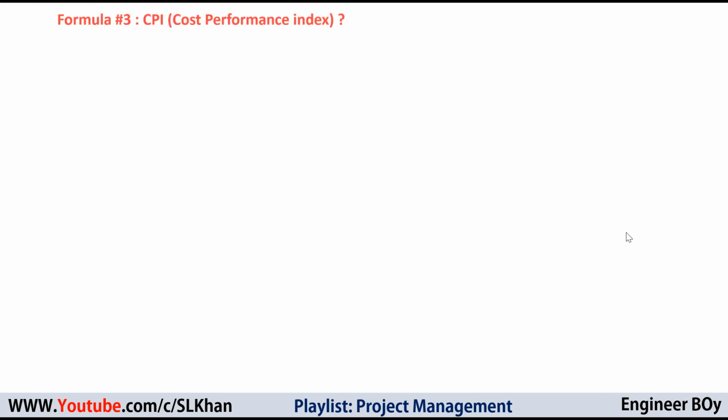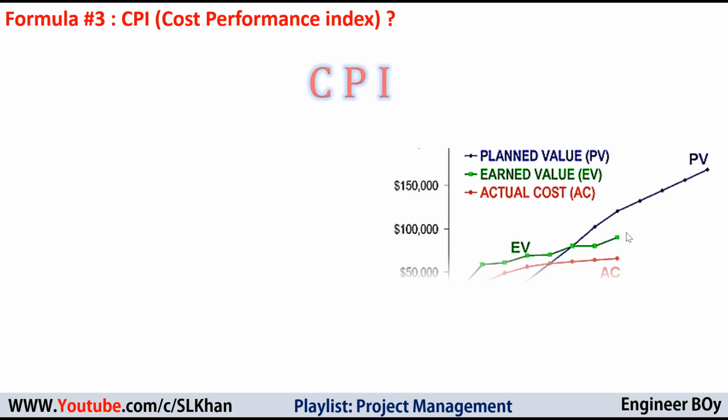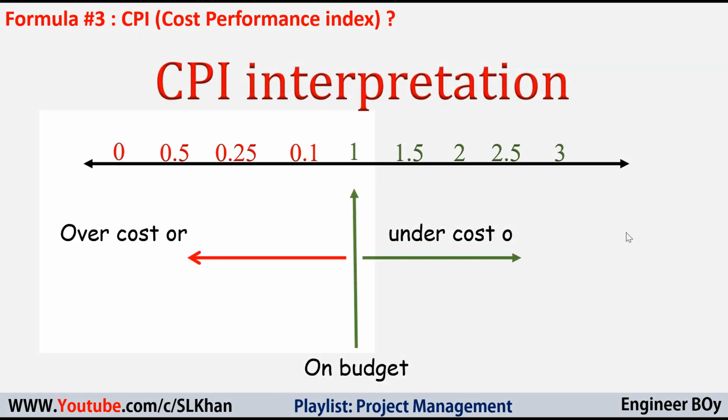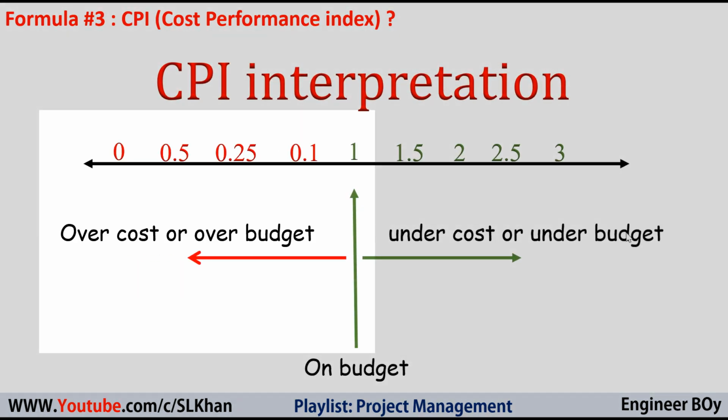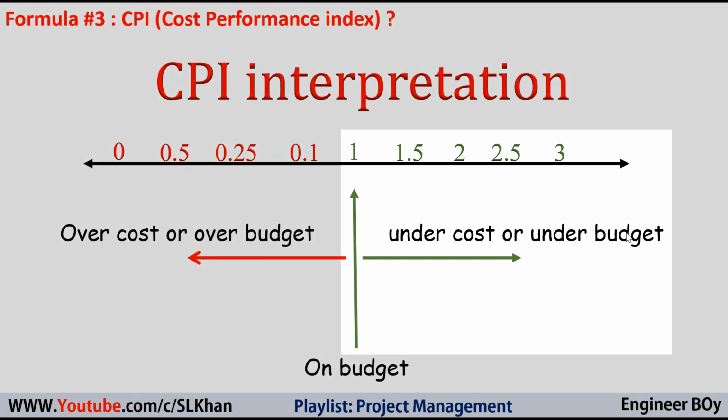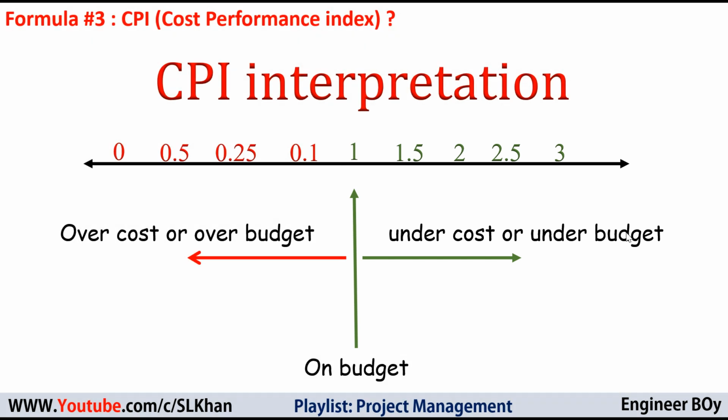Next we have CPI. CPI, or cost performance index, is the ratio of earned value and actual cost of the project or work. Now if CPI is less than 1, that means the project is over budget, and that's not okay. If CPI is 1, that means the project is on budget, which is a good sign actually. And if CPI is more than 1, then the project is under budget and more than okay.